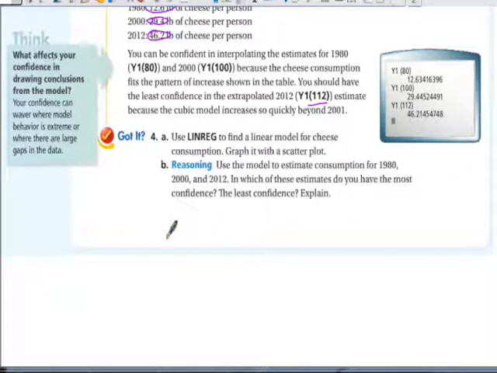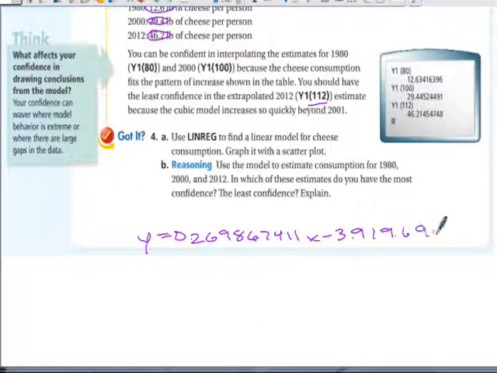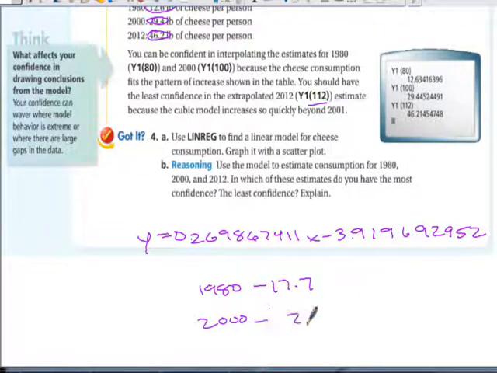Okay, so here's what I got. I got y equals 0.26986 7411x minus 3.919692952. Again, you could stop anytime, and you could have rounded at any point. That's what I got for my equation. In 1980, I got 17.7 pounds. In 2000, I got 23.07, and in 2012, 26.31 pounds.